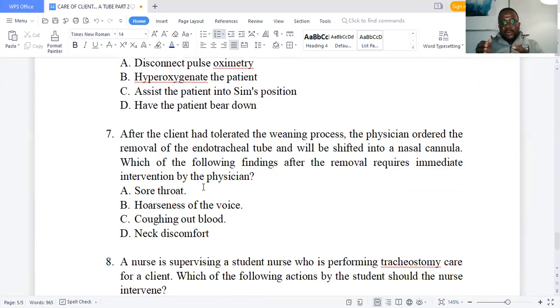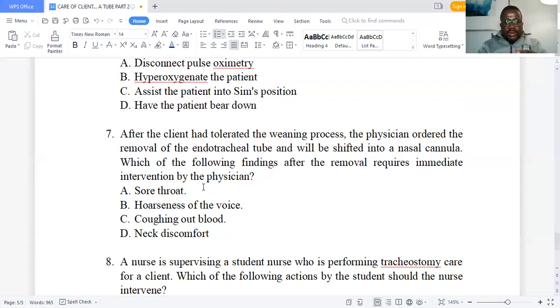Yes, you have to wean. Weaning is from the time the patient stops using the endotracheal tube to the time the patient finally goes into using his or her own airway. So you don't just stop the patient from using the endotracheal tube. You have to move from the endotracheal tube into a nasal cannula, okay? The patient will still need some supporting oxygen. And then finally, stop giving oxygen to the patient. That's the weaning process.